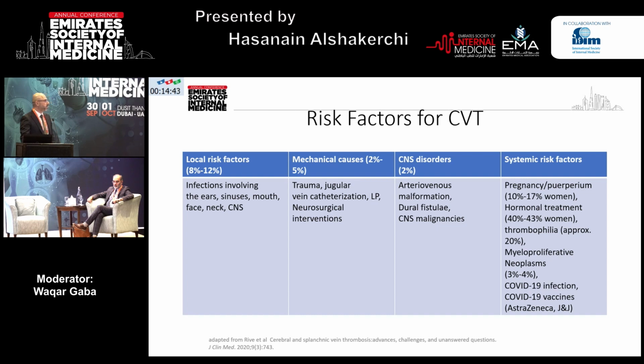So what are the risk factors? We can classify the risk factors for CVTs as local and systemic factors. The local ones include infections, ENT infections, surgical interventions, and obviously CNS disorders. The more common one that we see is female patients on hormone replacement. That's the commonest cause. Pregnancy and postpartum, and MPNs represent around 3 to 4% as a triggering factor. Obviously COVID and the COVID vaccination now. Approximately 20% of people would have a positive thrombophilia screen.